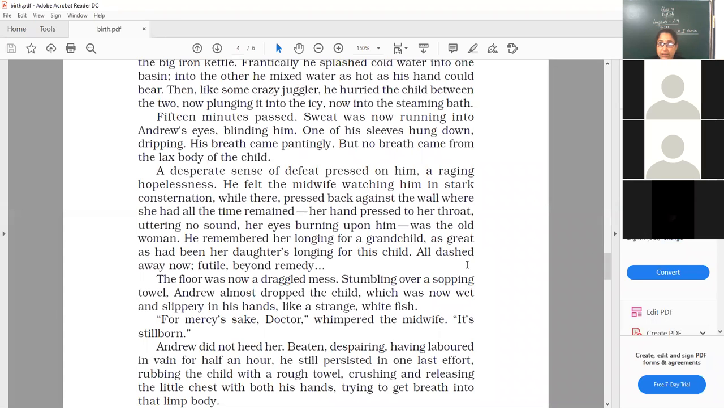Was the old woman now this another woman in the house? That was the mother. She was standing by the same wall as when he had come to their house, her hands on her throat, right? Pressed and uttering no sound, utter silence, but eyes burning upon him, the doctor, maybe requesting for help, maybe saying that you had promised us. He remembered her longing for a grandchild. And he remembered that when he had come, she had expressed that they were very excitedly waiting for the child, as great as had been her daughter's longing for the child. So daughter, as well as the grandmother, all dashed away now, futile beyond remedy. Now all his efforts were going futile.